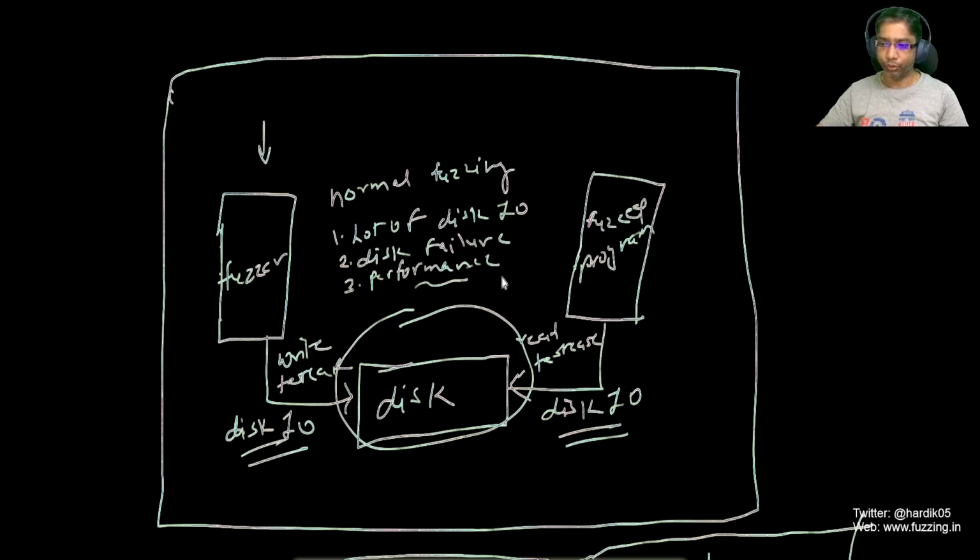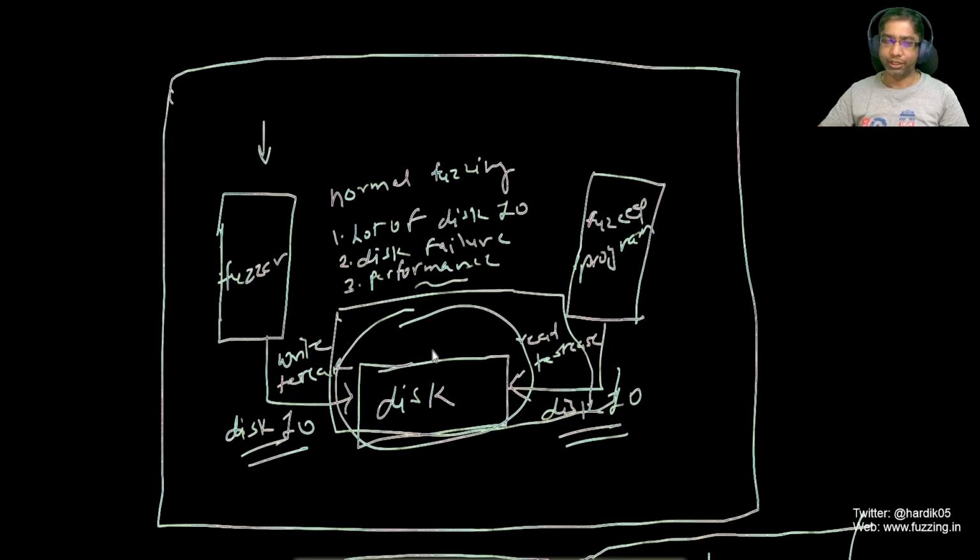To overcome this, we can use a concept called shared memory mode. If we remove this disk IO, and instead simply write our test cases to a shared memory, say inside RAM, and the fuzz program can read this data from the RAM, then that will considerably improve our fuzzing speed, because we don't need to do any disk IO operation, and reading and writing from RAM or from a shared memory is very fast. So that will improve our fuzzing campaign speed greatly.